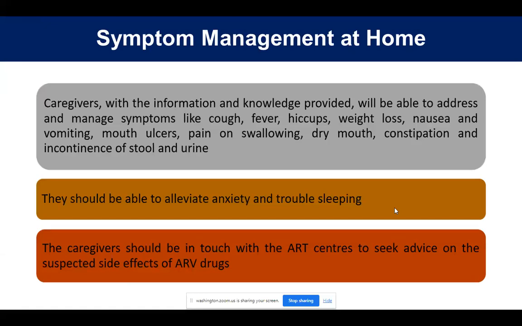Symptomatic management at home. Caregivers with the information and knowledge provided will be able to address and manage symptoms like cough, fever, hiccups, weight loss, nausea, vomiting, mouth ulcers, pain on swallowing, dry mouth, constipation, and incontinence of stool and urine. They should be able to alleviate anxiety and trouble sleeping. The caregiver should be in touch with the ART centers to seek advice on the suspected side effects of the ARV drugs.